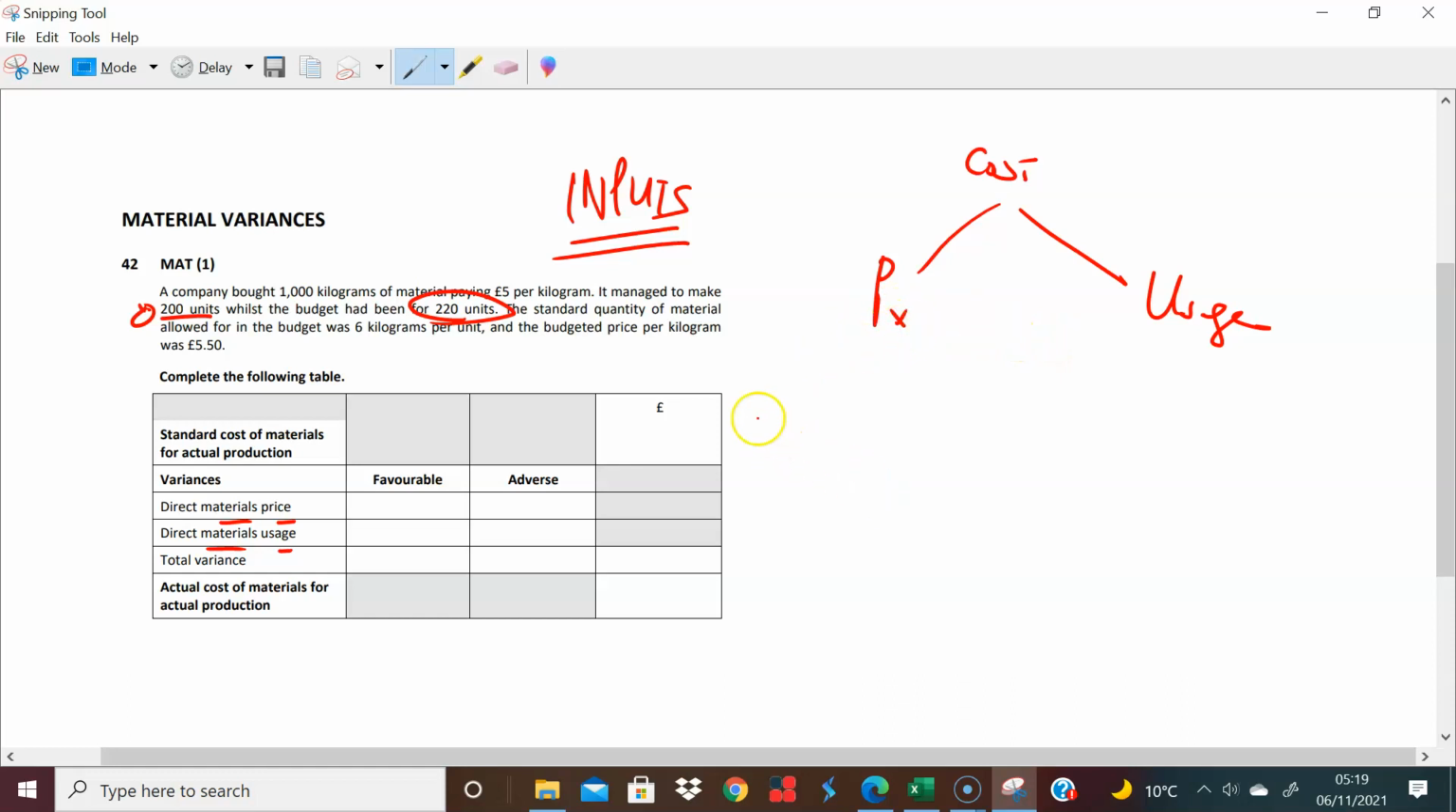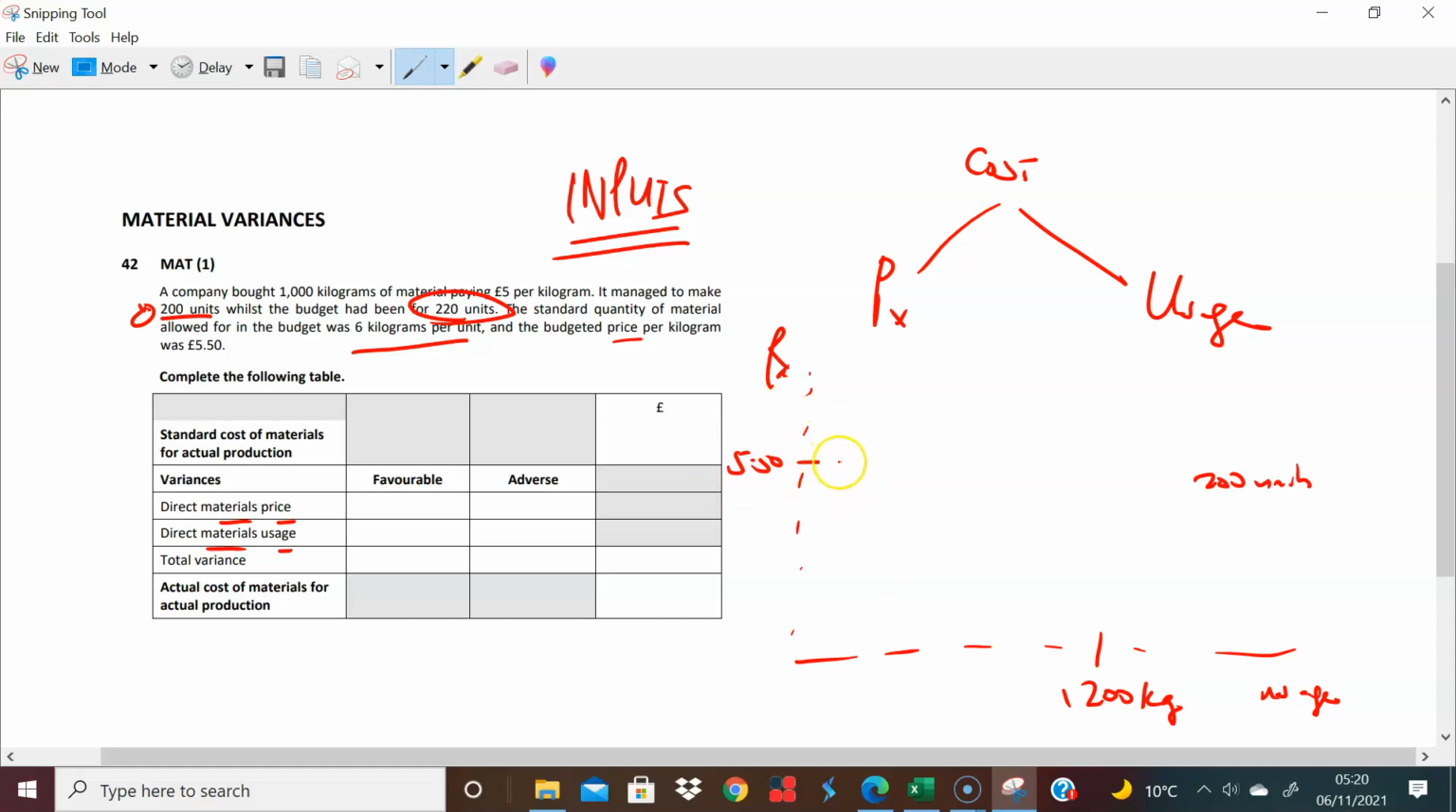So let's start. Let's look at that. I'll put price here and usage over here. The question tells us that you expect to use 6 kilograms per unit. I'm going to put 200 units here as a reference point. If you make 200 units, you're expecting to use 1,200 kilograms. This is all about inputs, and you're expecting to buy each kilogram for £5.50, because remember this is a cost variance. That's the plan. That's what you're hoping for. Let me change my pen color.